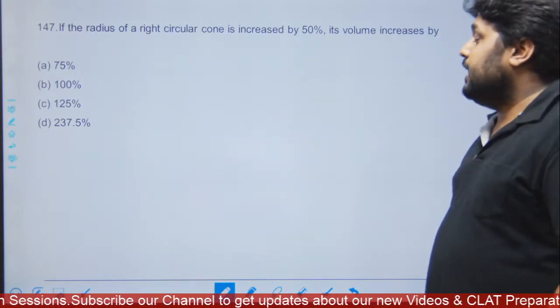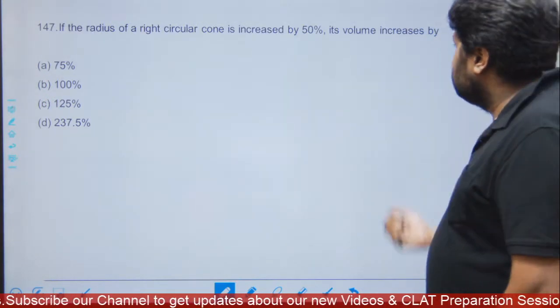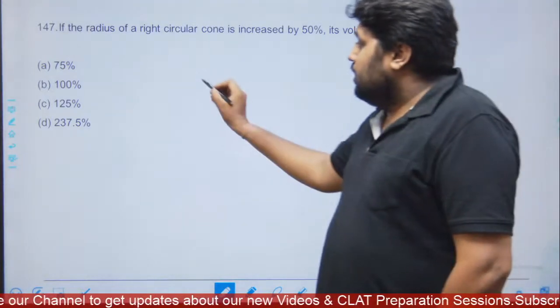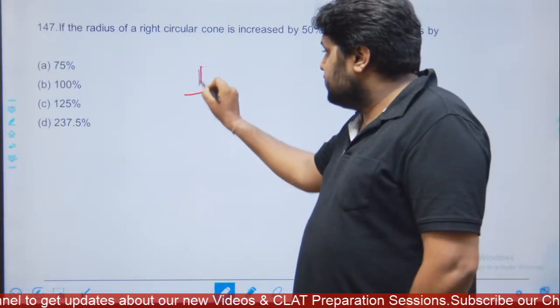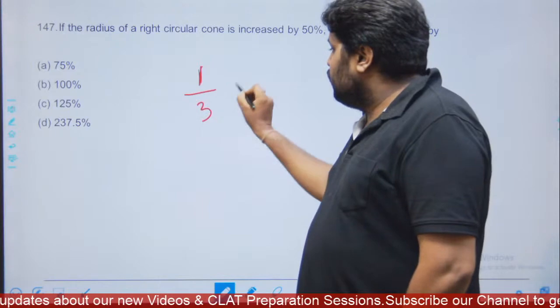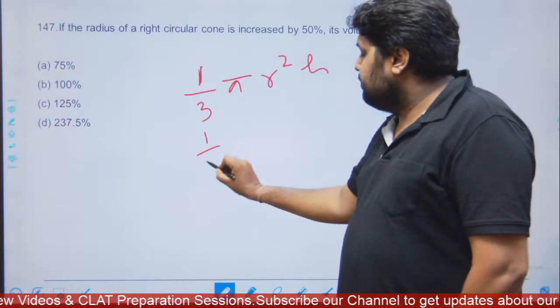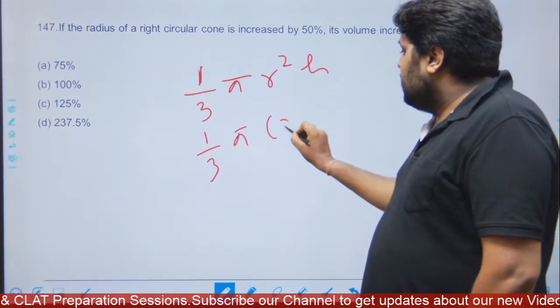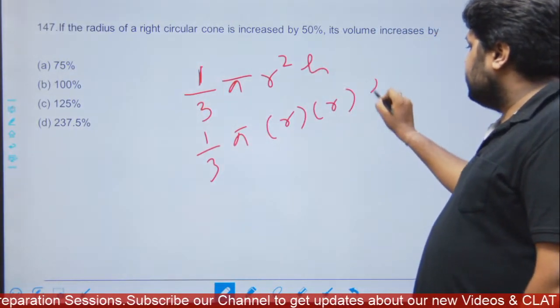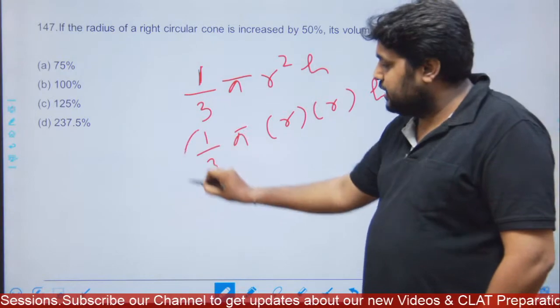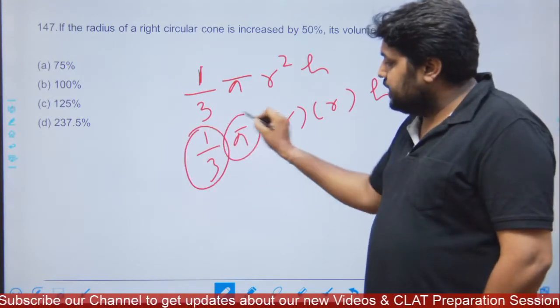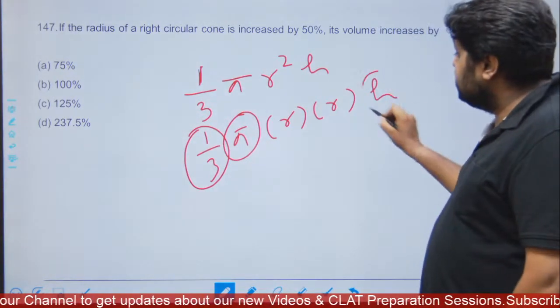If the radius of a right circular cone is increased by 50%, by how much does its volume increase? Some people made a mistake in this question. The volume of a cone is 1/3 pi r squared h. Now, 1/3 is constant, so it will not change. Pi is constant, it will not change. There is no change in height.